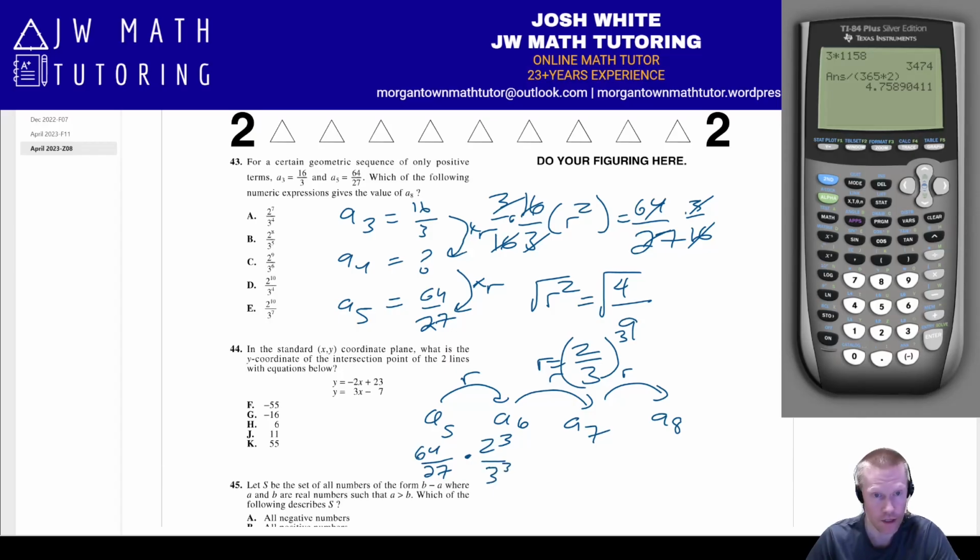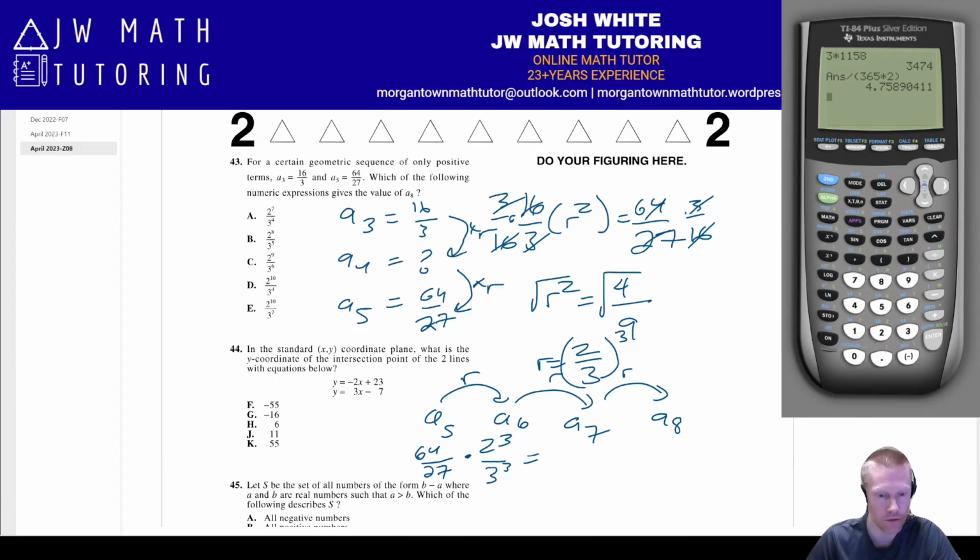Now the problem is the answer choices all have this as 2 to the something and 3 to the something. So what you can do is go on your calculator and do 64 times 2 to the third and get the value, and 27 times 3 to the third and get the value. Then you'd have to go through the answer choices, and you don't have to check both the top and the bottom, just one, and see which one matches.